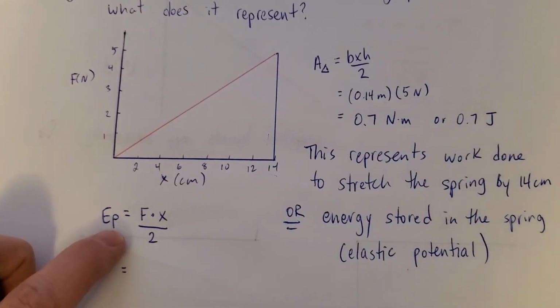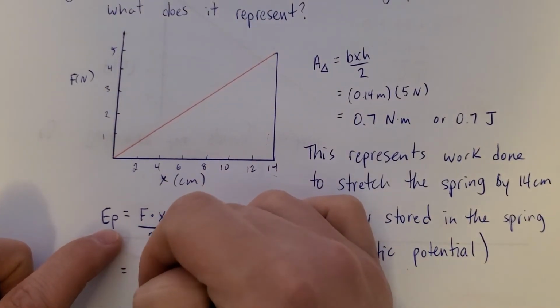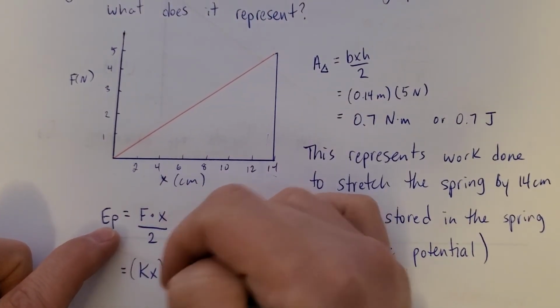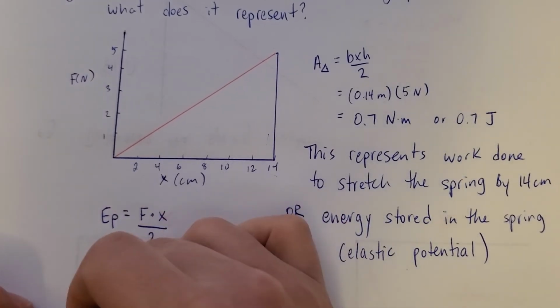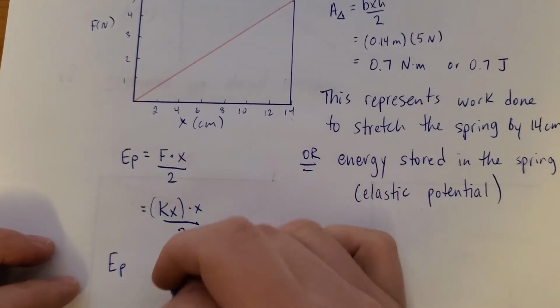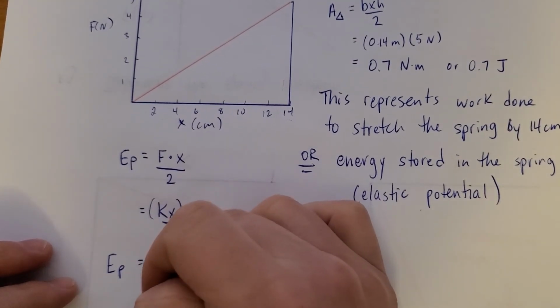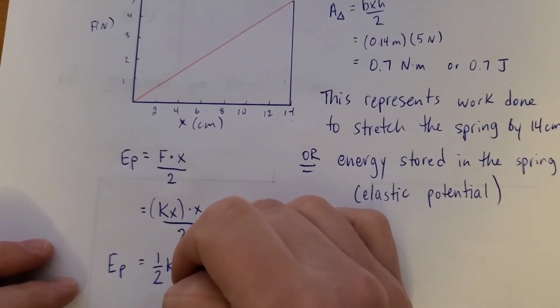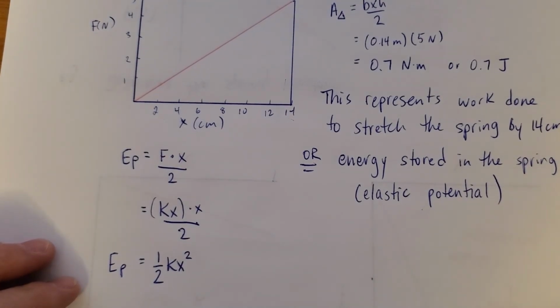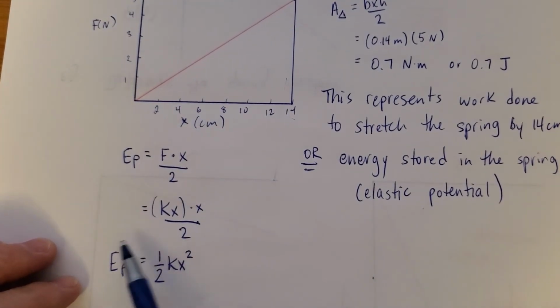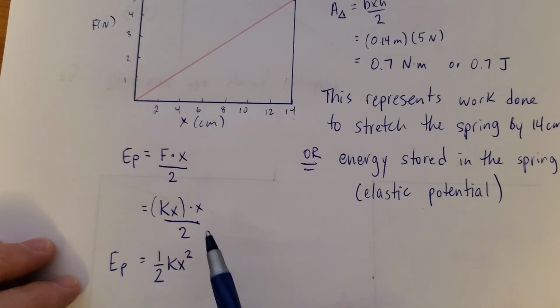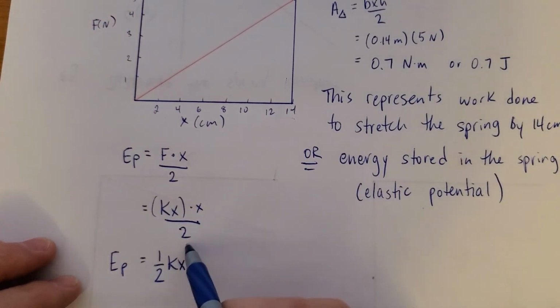Okay, so I can change that F to kx, and we get this formula, which we will use. Okay, kx times x is kx squared divided by 2. Typically you write it like this. All right, which is a really, really similar format to the kinetic energy formula. There's a good reason for that. Keep doing math and physics classes and it'll start making a lot of sense. Okay.